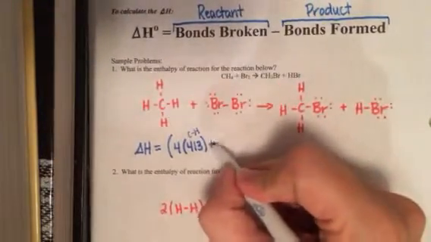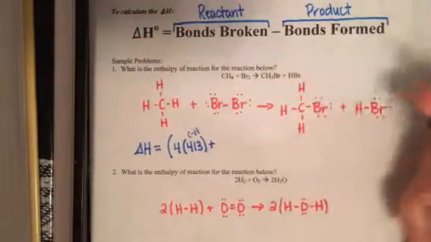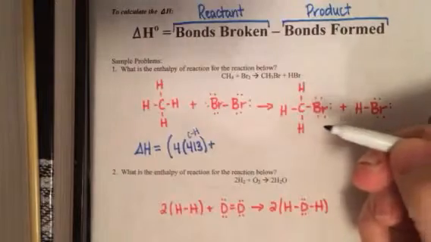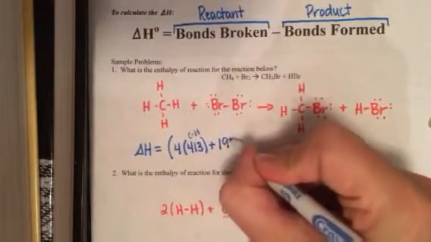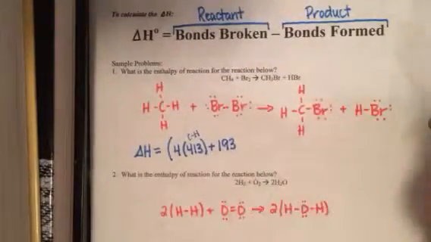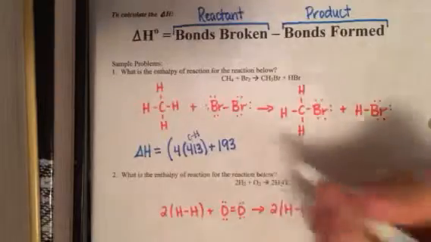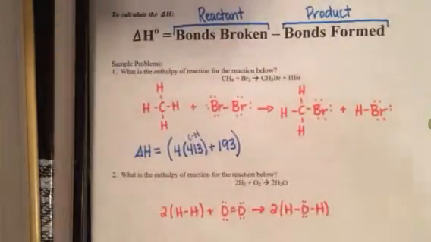Then we're going to add to that the energy to break up one bromine-bromine single bond. If you look on your front table, I'm going to stop flipping back and forth, but you can flip. The bromine-bromine single bond is 193 kilojoules per mole. And I only have one of them, so I'm only going to do that times 1. So that's the reactants. I need to break those 4 bonds and that bond. So this is all of my reactants.